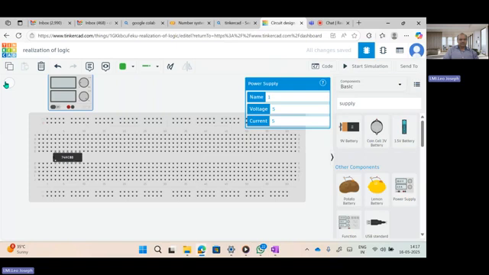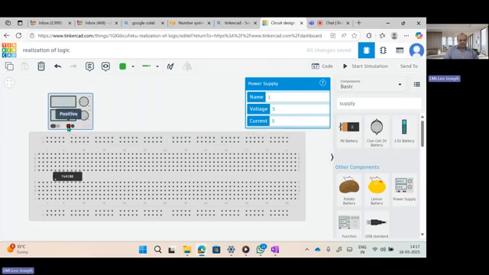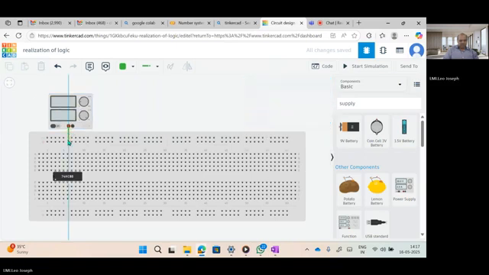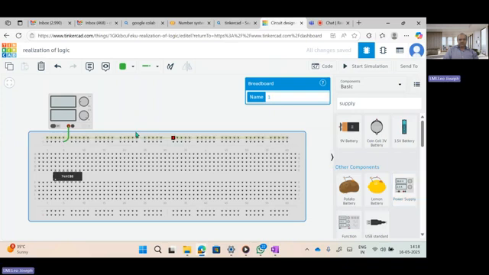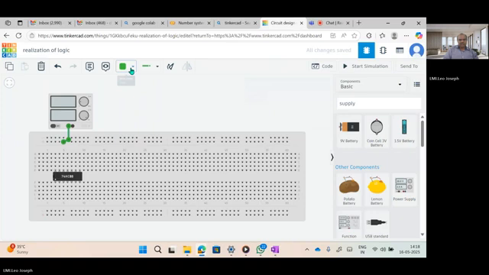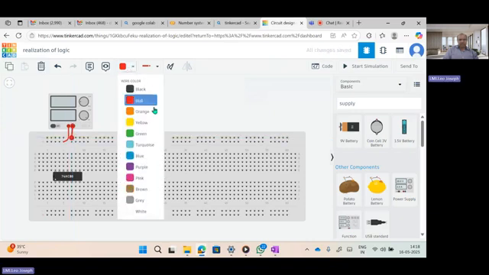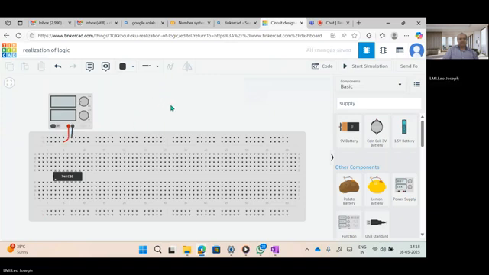How to connect this power supply, you all know. So from here, I will take one wire and give it to the positive terminal. Okay, this is connected, and I am changing the color of this wire to red color. And I am taking one more wire and connecting it to the negative terminal, the negative rail of the breadboard.